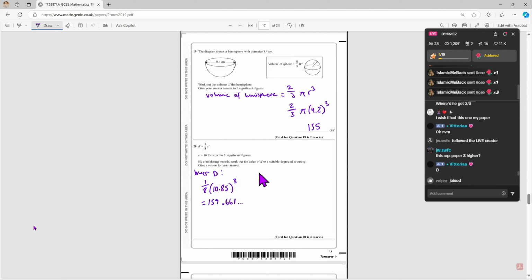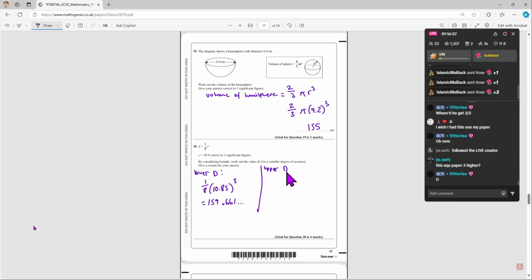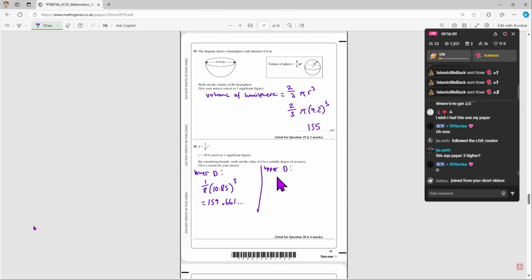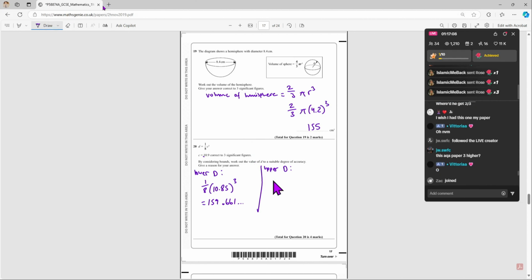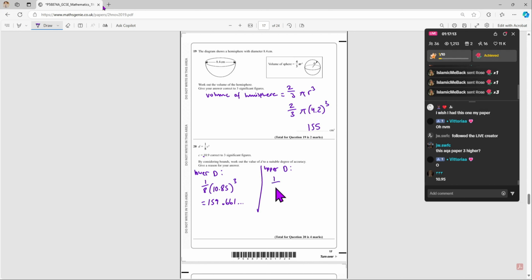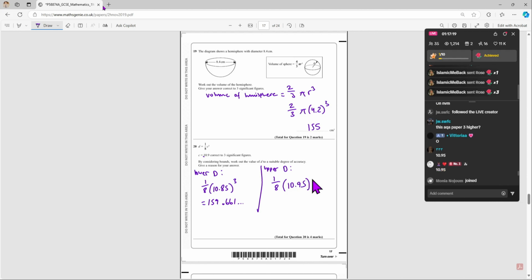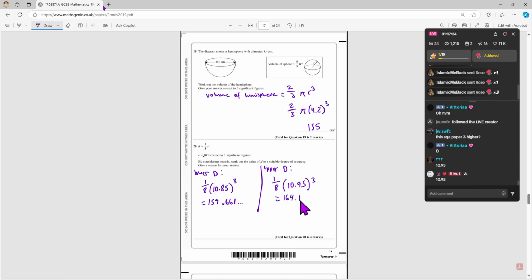And then to work out the upper D, can someone tell me in the chat what is the upper bound for 10.9? If it's 10.9 and it's rounded to 3 significant figures, and the lower bound is 10.85, what's going to be the upper bound? It's going to be 10.95. Well done. 10.95 cubed will give you an answer of 154.116.